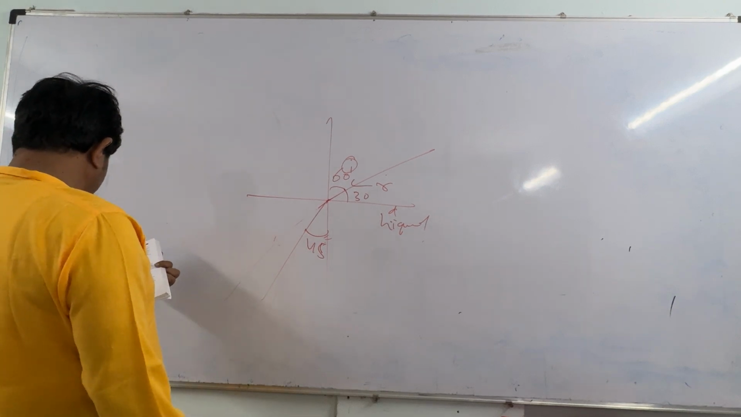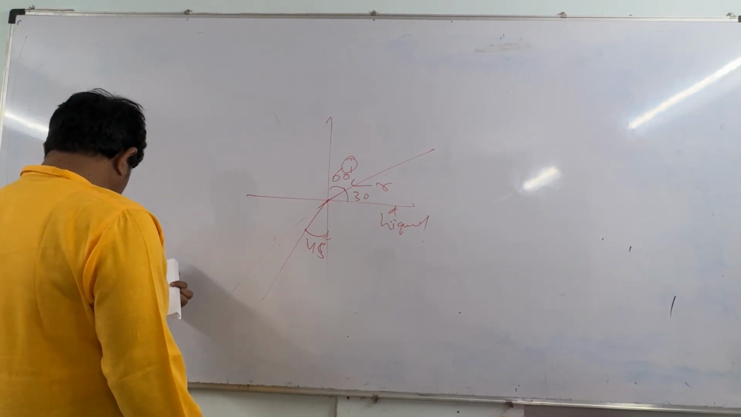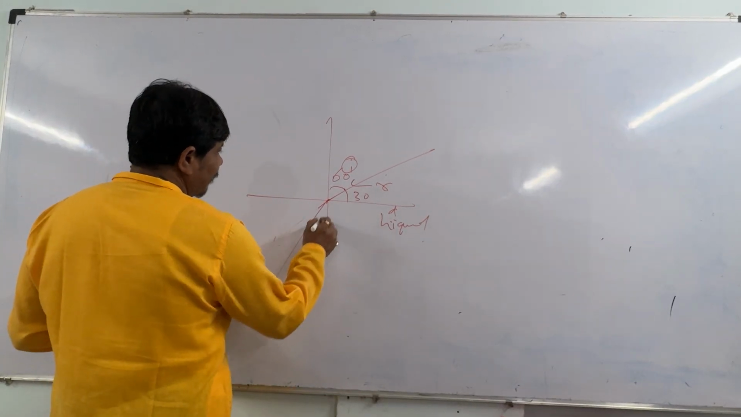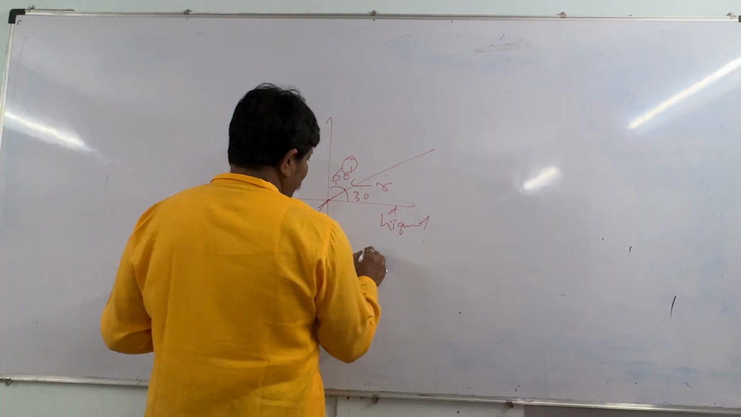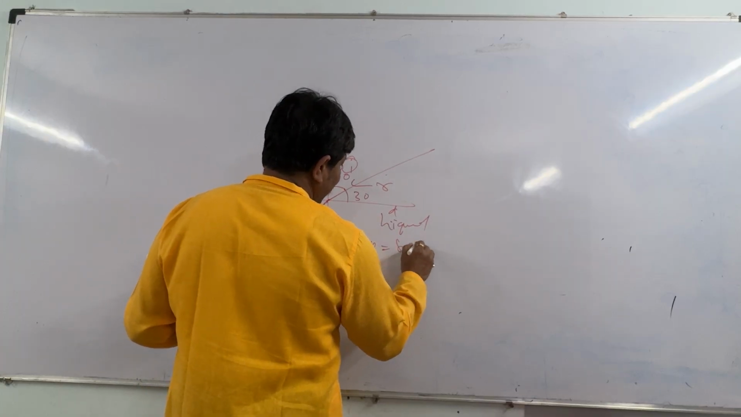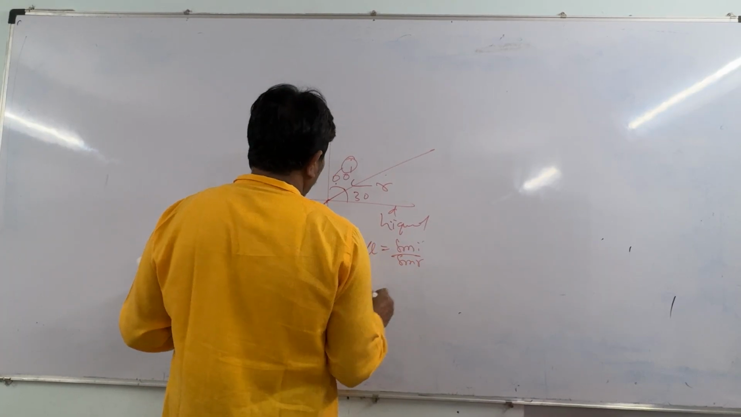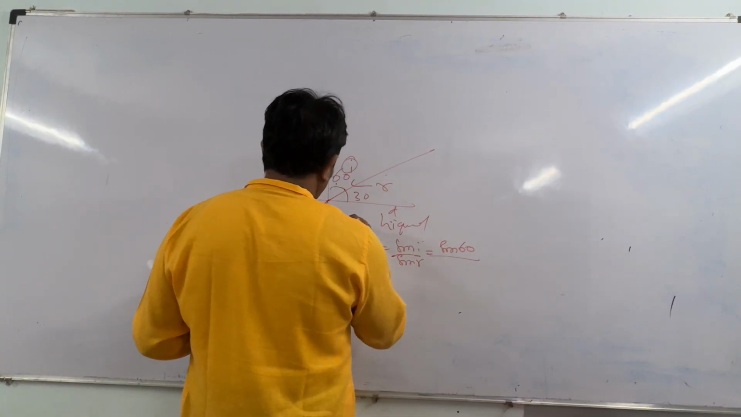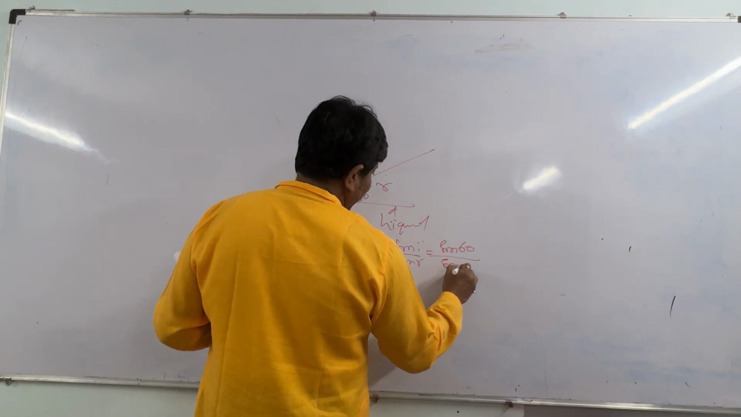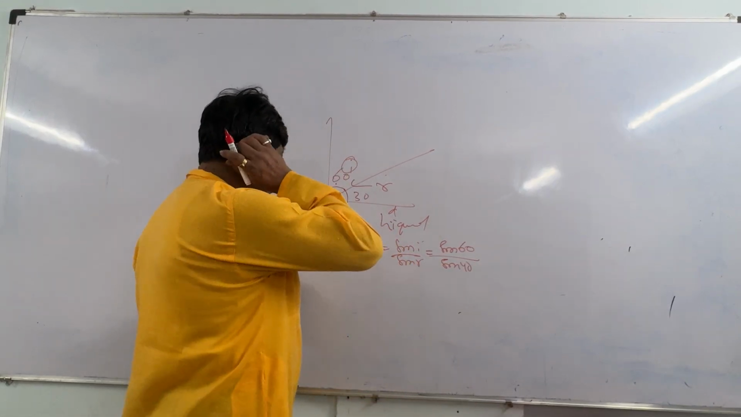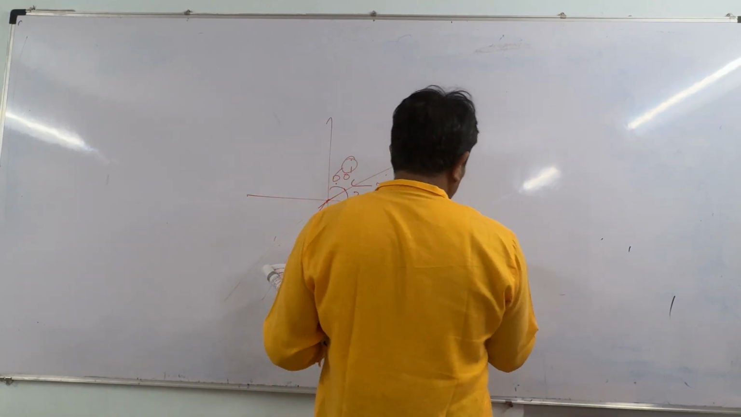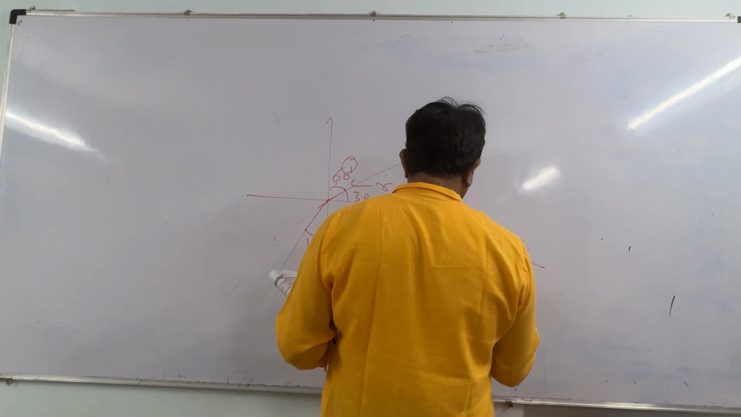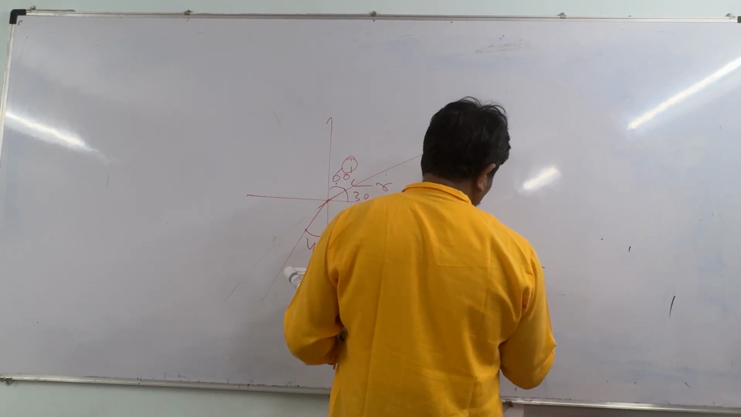Calculate the refractive index of a liquid with respect to air. Snell's law. If this angle is 45 degree and this angle is 60 degree, mu is equal to sine i upon sine r. What is sine i? Sine i is sine 60 and sine r is sine 45. Now, what is the value of sine 60? That is root 3 by 2. And sine 45 is 1 by root 2.